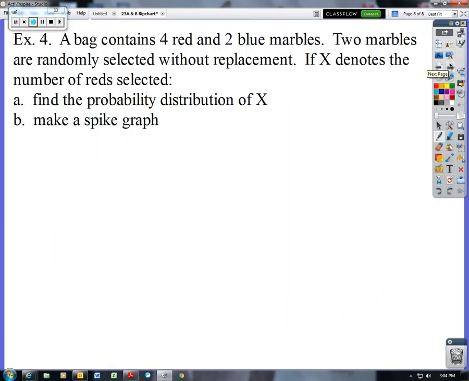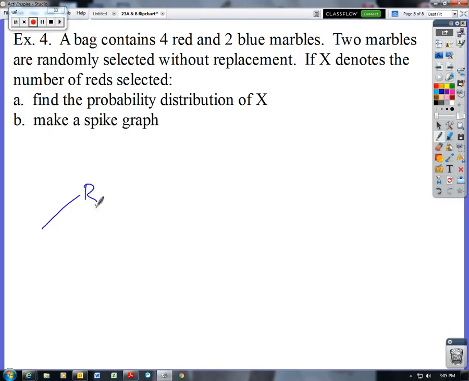And this is our last example. A bag contains 4 red and 2 blue marbles. 2 marbles are randomly selected without replacement. X is the number of reds selected, so that's the random variable. And we're going to make a probability distribution and a spike graph. So when I see these, choosing marbles, I automatically think of tree diagrams. So I'm going to make one.